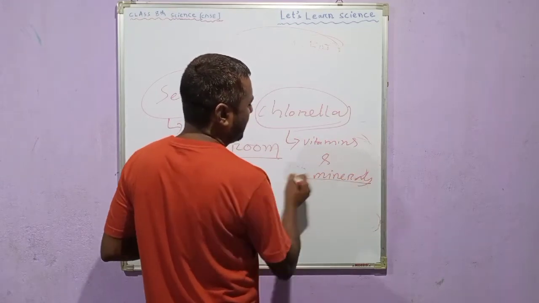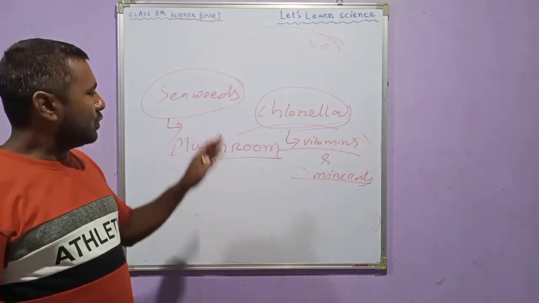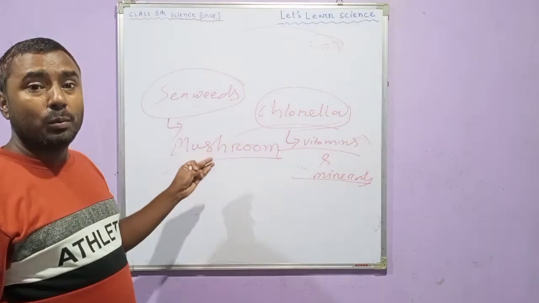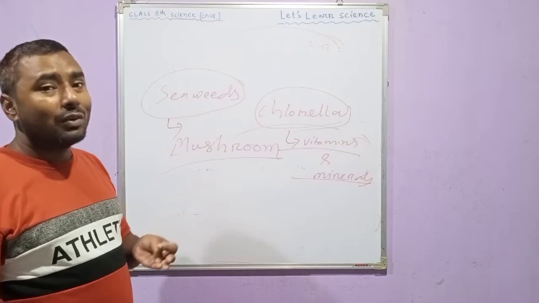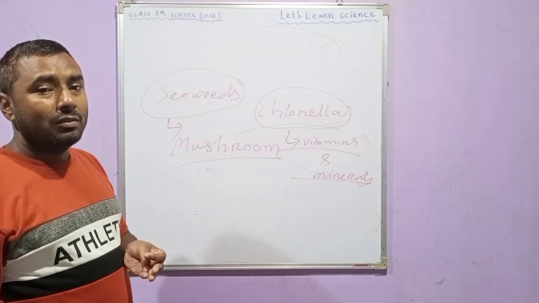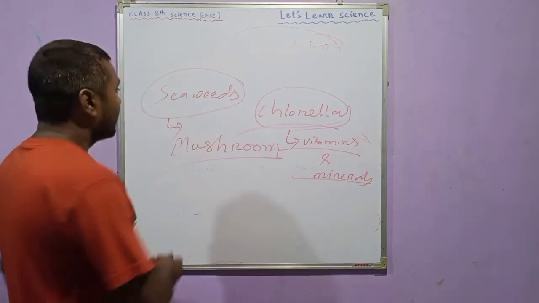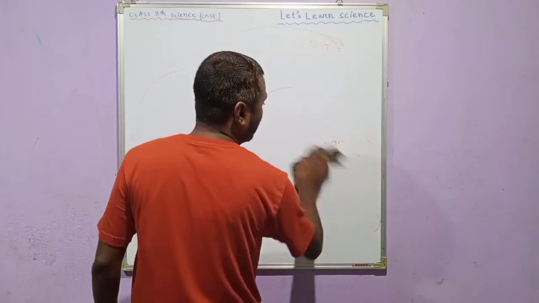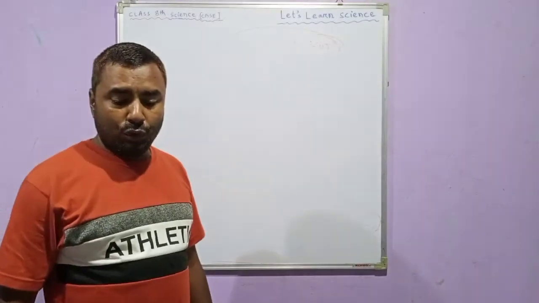So like this, we come to know they help us in different ways. Yeast helps us in the formation of bread and cake, and in the process of fermentation. Then what we have just learned is that seaweeds are used as food, chlorella is also used as food, and mushroom is used as food.